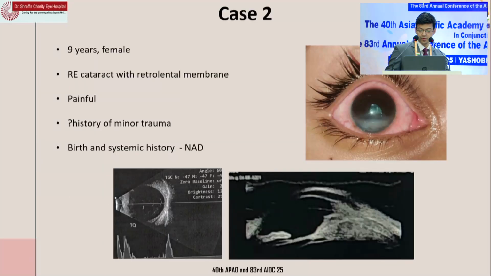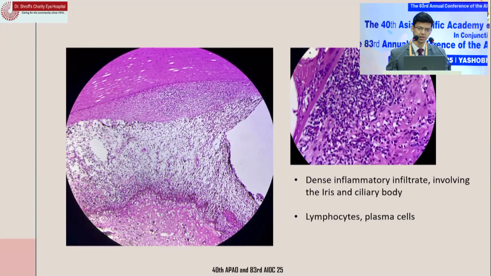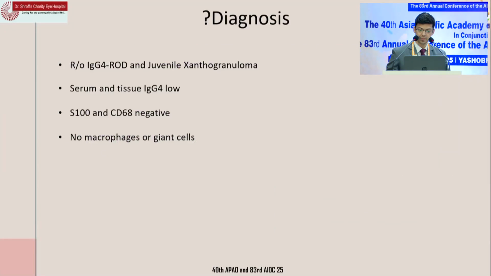So in view of the mass lesion, further imaging was performed. The MRI is not very representative here, but there was a ciliary body swelling, and a probable diagnosis of medulloepithelioma was kept, and the eye was enucleated. But on the enucleated eyeball specimen, surprisingly, a dense inflammatory infiltrate was noted, which was involving the iris as well as ciliary body, with a lot of lymphocytes and plasma cells.